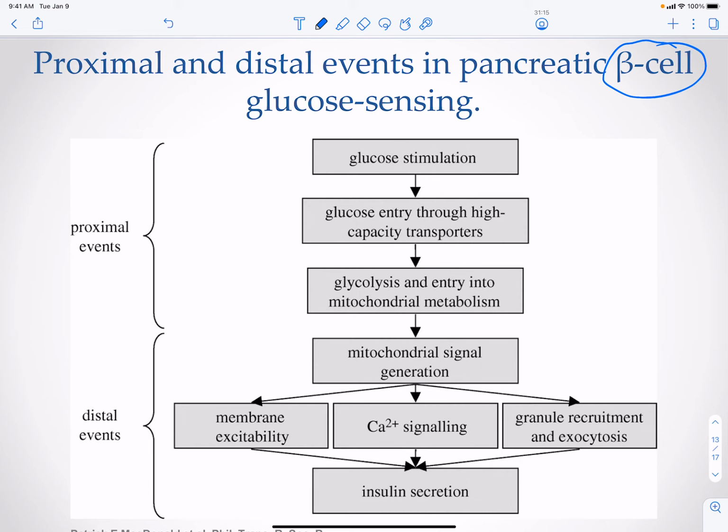And so after a high glucose meal, you are going to take up glucose. And then this glucose is going to enter the metabolism of the beta cell. And you're going to generate, of course, ATP.